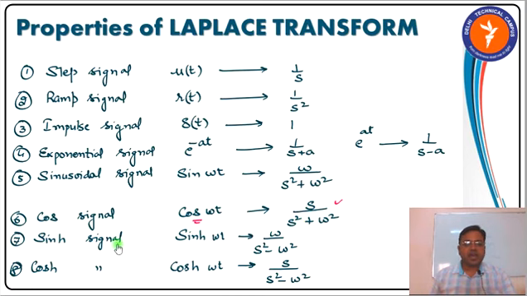Similarly, we have sine hyperbolic omega t, which will be equal to omega divided by s square minus omega square, and cos hyperbolic omega t will be s divided by s square minus omega square. Students generally get confused between these cos hyperbolic and cos omega t formulas. So remember, the introduction of h introduces a minus sign here, otherwise it will be positive.